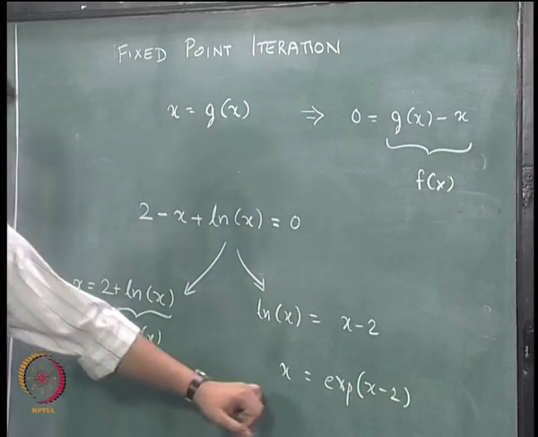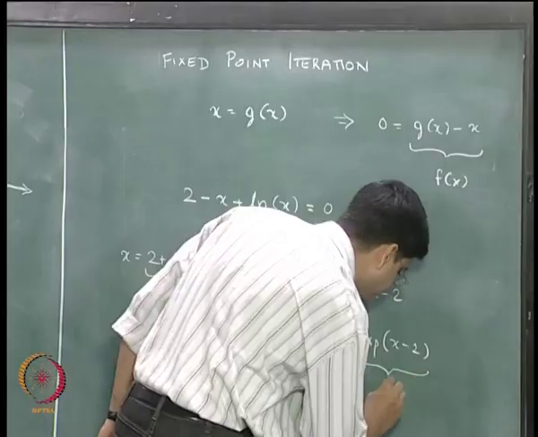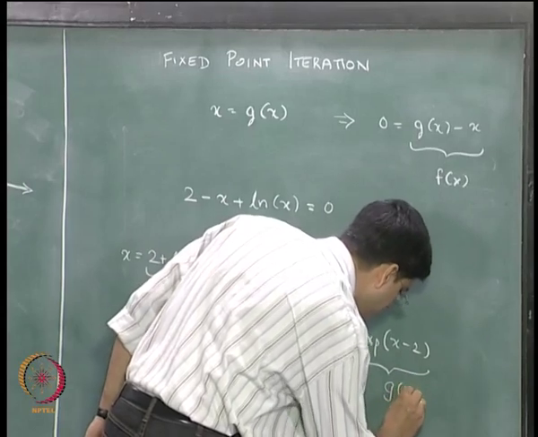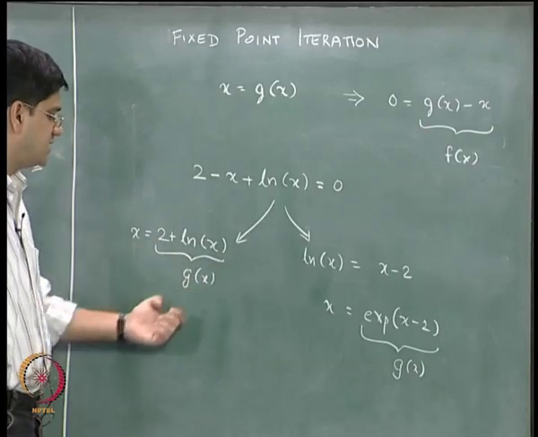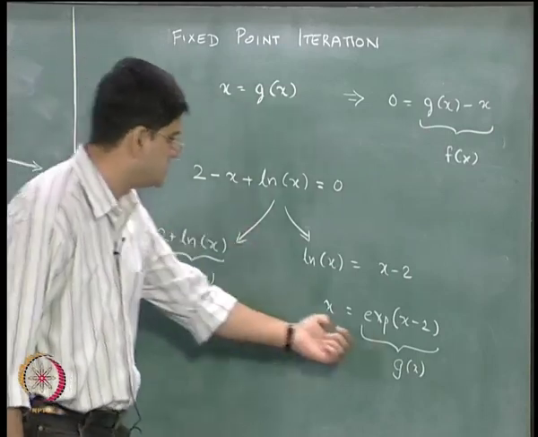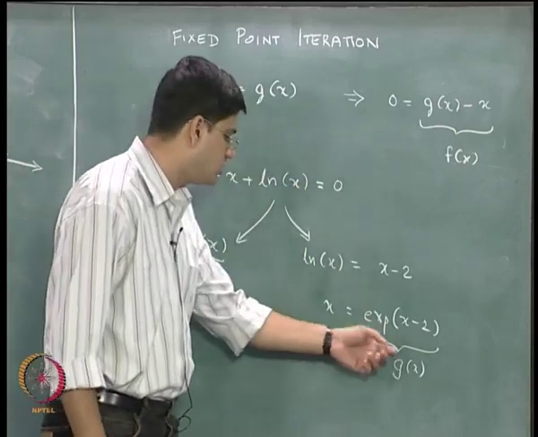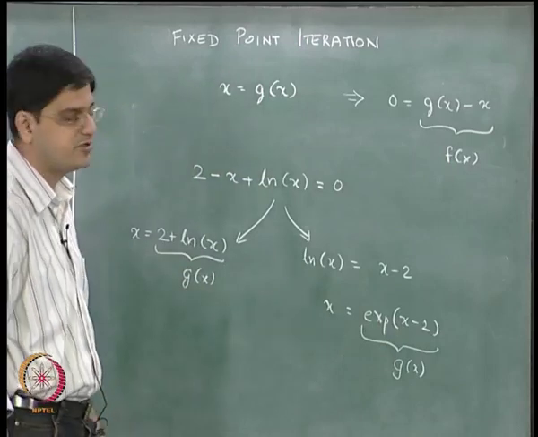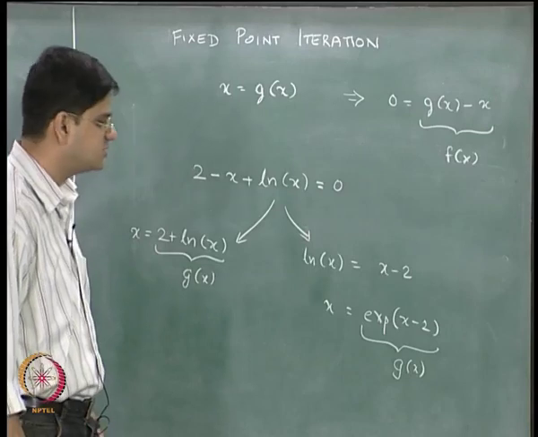Okay. So this is going to be the other possibility of g of x. So x equal to 2 plus ln x is also one way of writing this, and this is also the other way of writing this. So there is nothing unique about which way we can choose in order to write this particular expression.